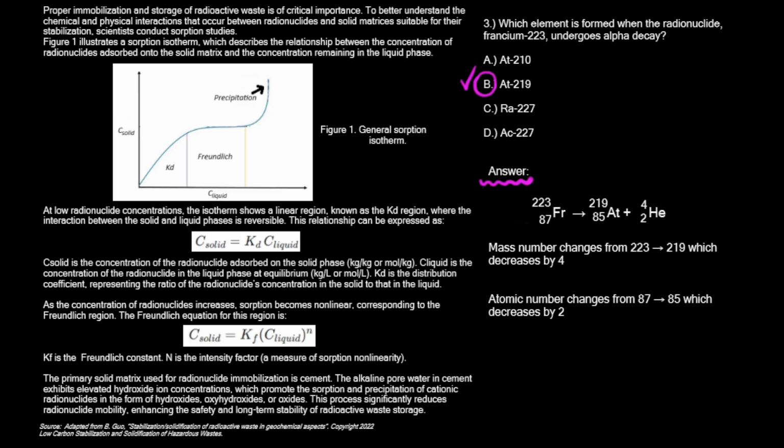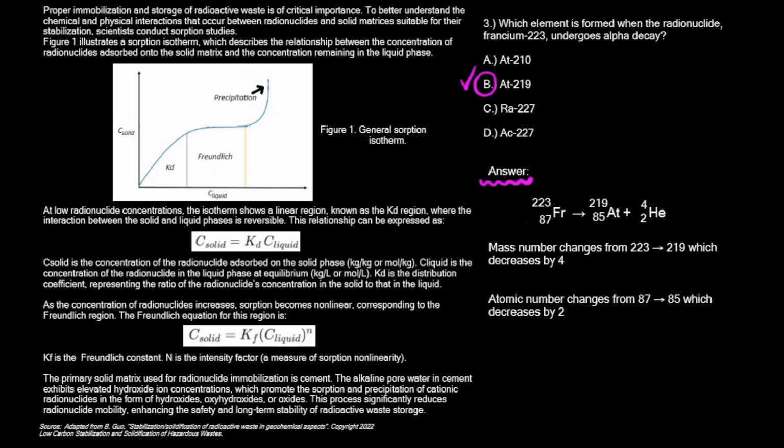When radioactive decay happens, the mass number changes from 223 to 219 because it loses 4 nucleons, which are 2 protons and 2 neutrons. The atomic number decreases by 2 and goes from 87 to 85 because it loses 2 protons. The element with an atomic number of 85 is astatine, or At. So option B is correct.